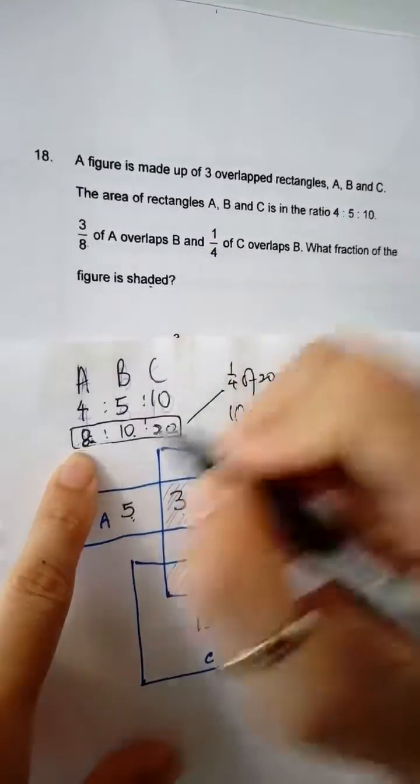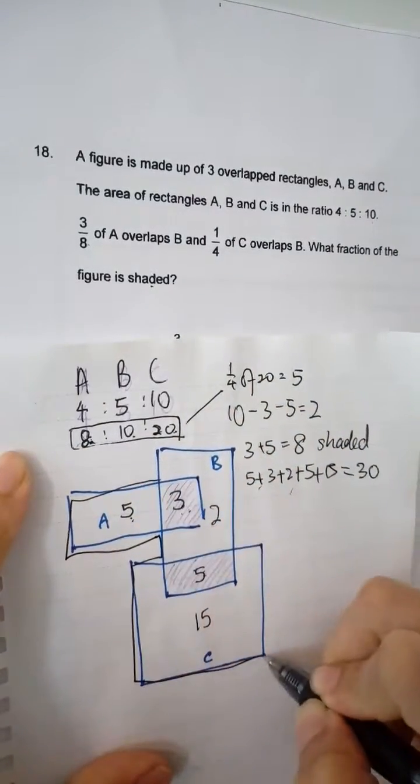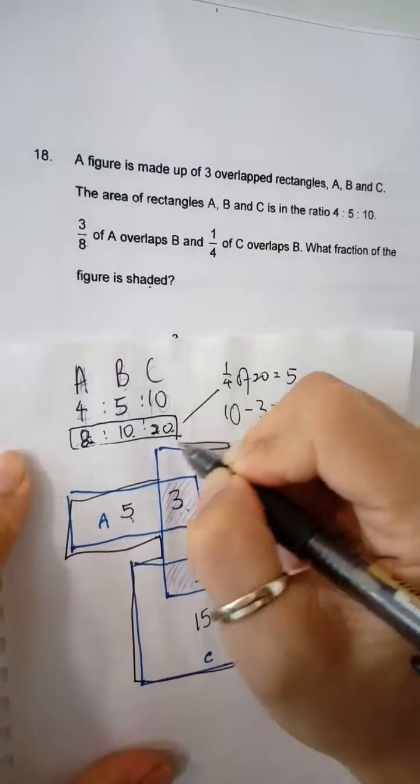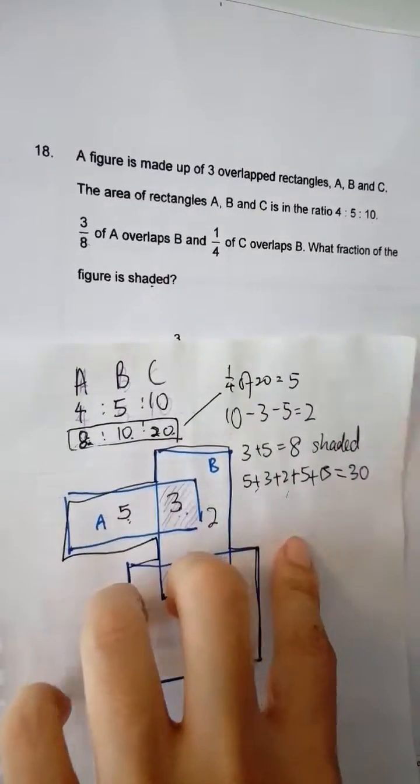They want the fraction of the figure. The figure is only this whole thing here, not the overlap part counted twice. You get what I mean? So the common mistake is people put 38 and they get the whole thing wrong.